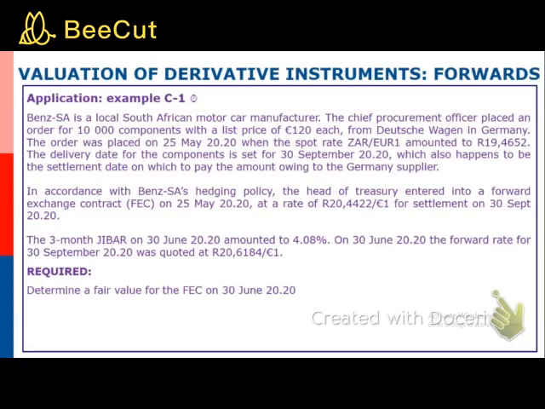Delivery date for the components, as well as settlement date for the amount owing to the trade creditor, is set for 30 September. Now the risk is between 25 May and 30 September, as your knowledge from risk management will tell you, there is a transaction risk from a currency risk perspective. And so the hedging policy of Benz SA requires that if that exists, the company hedges against it. And so in terms of the hedging policy, the treasurer, the head of the treasury at Benz SA on 25 May enters into an FEC for settlement on 30 September, and very, very important, locks in a rate of 20 rand 44.22.